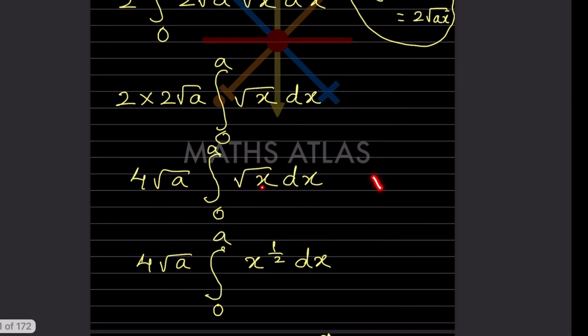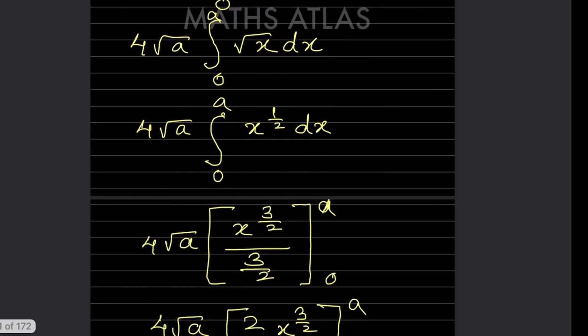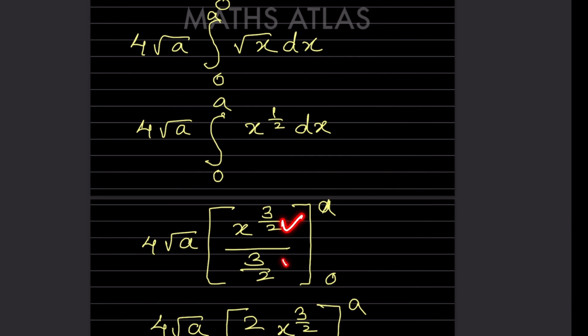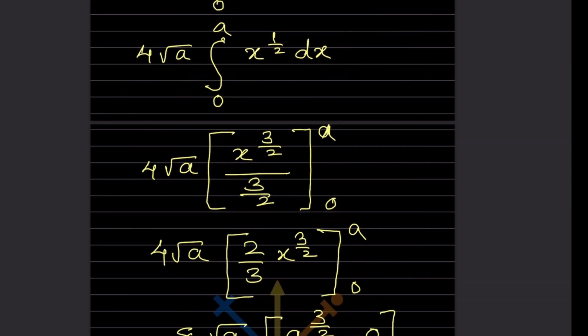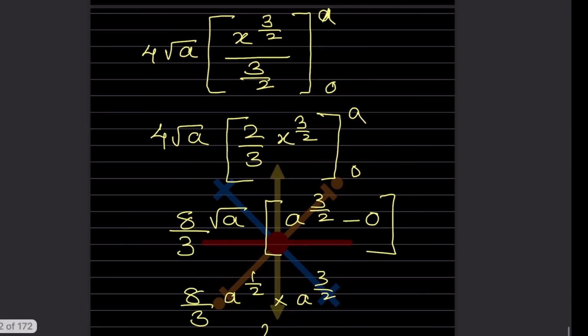And this, see, root of x is going to be x raised to 1 by 2 dx. So now this we can also write as x raised to 1 by 2 plus 1 divided by 1 by 2 plus 1. So that is going to be 3 by 2 divided by 3 by 2 when we take the integration of that. And this 0 to a as it is. So now this can be flipped over. That will be 2 by 3 into x raised to 3 by 2. And this is 0 to a.